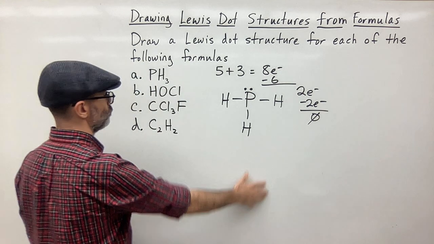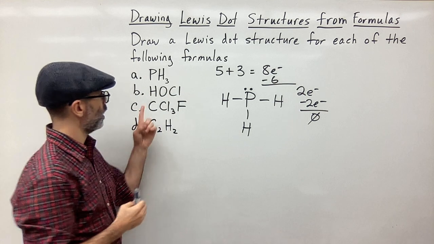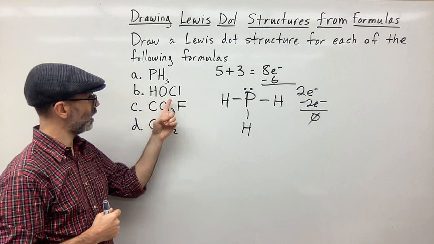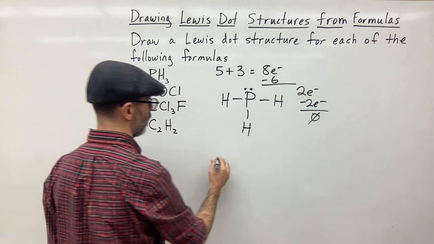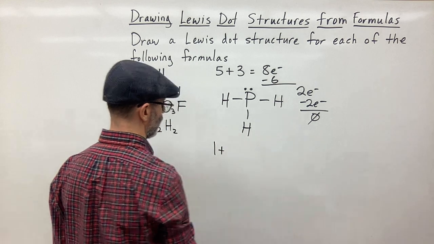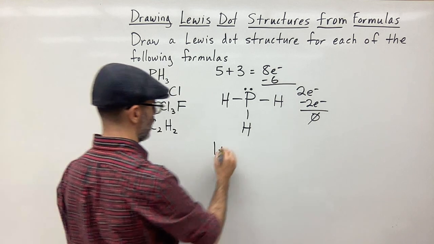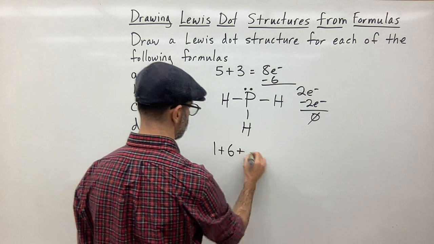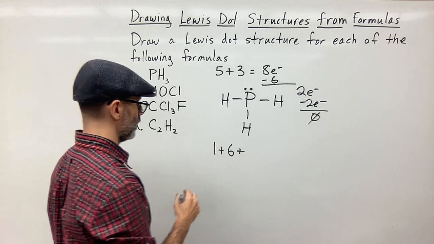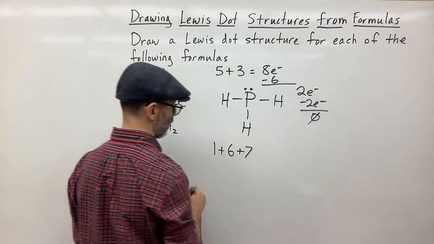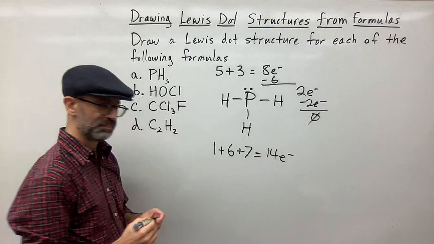So I'll give myself some room down here. So B, HOCl. So the first step is to tally up the total number of valence electrons. Hydrogen is in group 1, so that is 1 electron. I have an oxygen that's in group 6 that has 6 electrons, and I only have 1 oxygen, so I'm going to add to that 6. And I have 1 chlorine, that's going to be a 7 because it's in group 7, so it has 7 valence electrons. I add that together, and I get a total of 14 electrons.